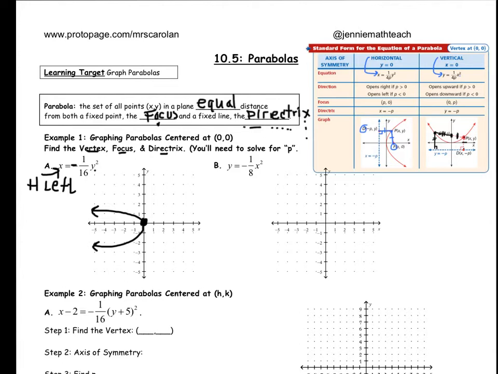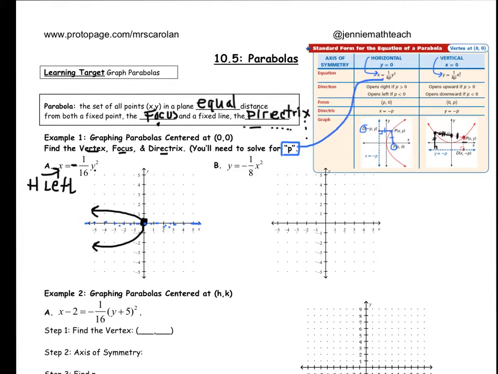Now we know where the focus is going to go. It's going to go somewhere on that blue line on the inside of the parabola. We have to figure out where though. The focus and the directrix are going to be equal distances from that vertex. So let's use the equation to figure out how far away it's going to go. And we do that by solving for p.